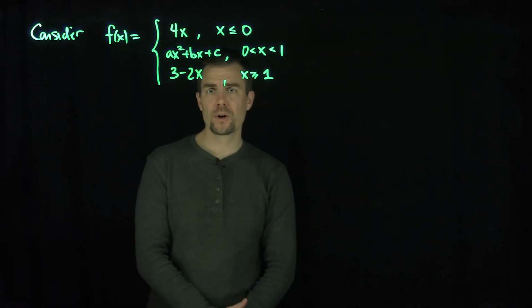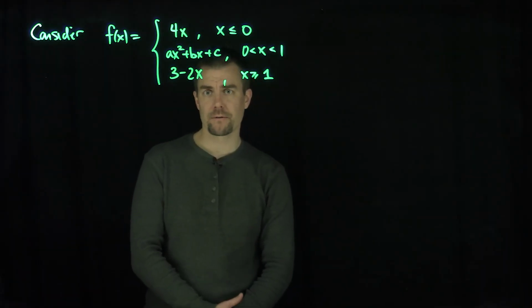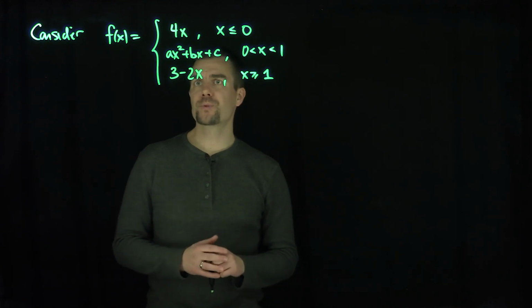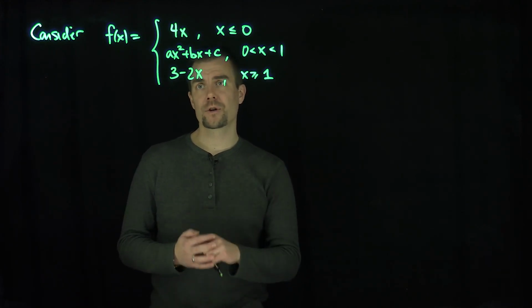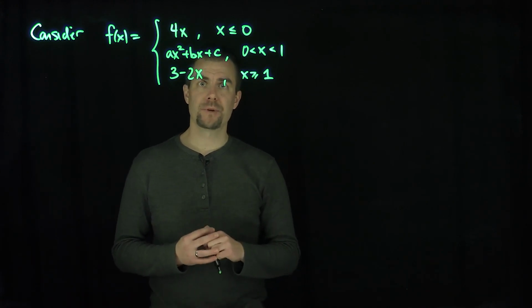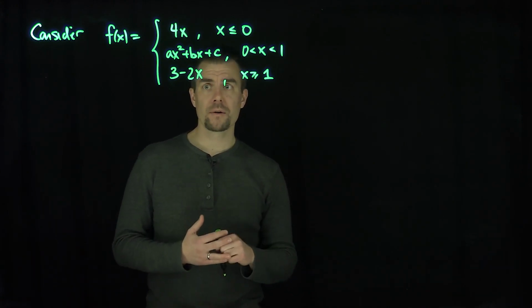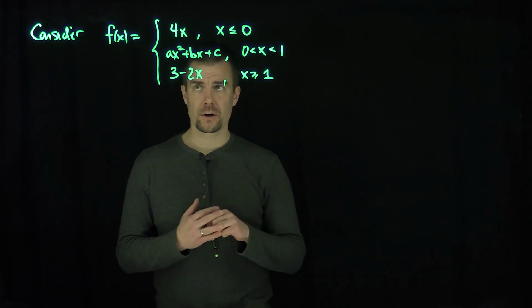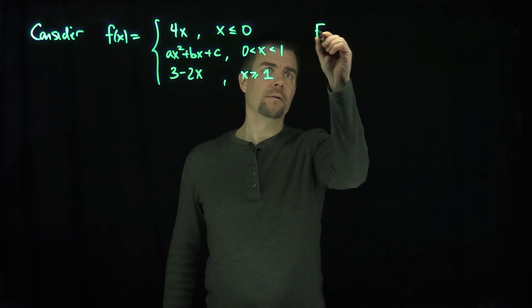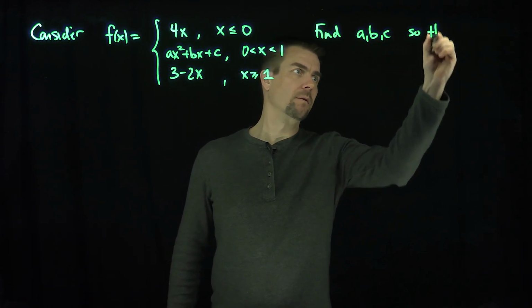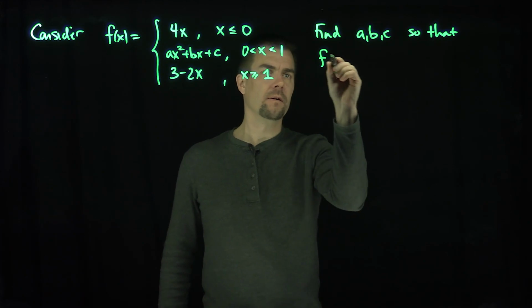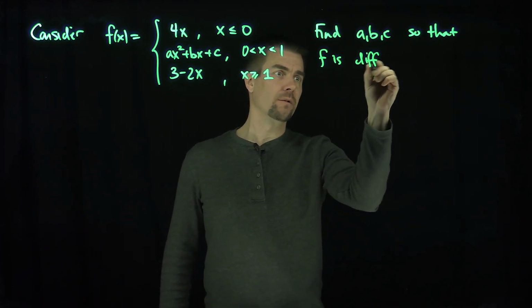Hello students, in this video we'll see an example of finding where a function is differentiable. If we consider this piecewise defined function, f of x is 4x when x is less than or equal to 0, it's this quadratic ax squared plus bx plus c when x is between 0 and 1, and it's 3 minus 2x, a linear function, when x is greater than 1. I want to find a, b, and c so that f is a differentiable function.